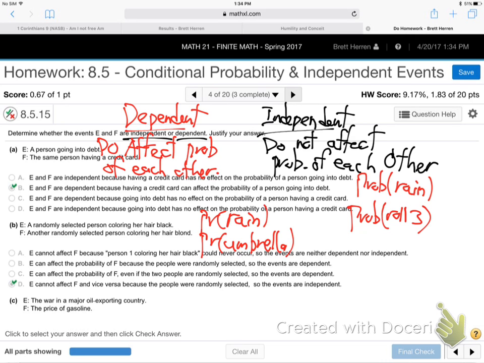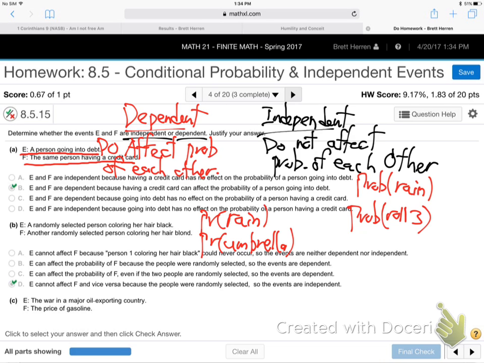Okay, so what are the two they're talking about? The question we have says E is a person going into debt, and F, the same person having a credit card. Do you think there's any relationship between those two? Do you think having a credit card might make you more or less likely to go into debt? We all know, in our current age, it's so easy to run up credit card debt. So yes, having a credit card does make it easier to go into debt. Those are definitely related.